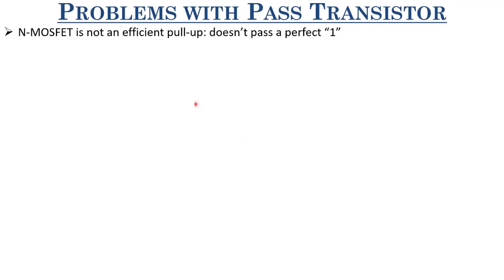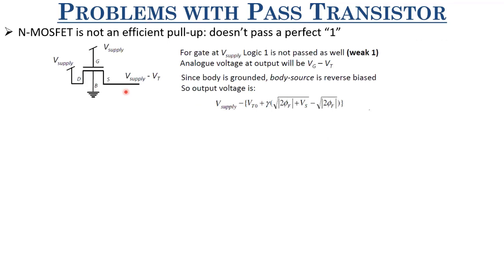First of all, we are talking about N MOSFET, right? And we know for a fact that N MOSFET doesn't pull up any logic level well. So N MOSFET is not an efficient pull-up, it doesn't pass a perfect one. Even if the input is VDD, it will pass only VDD minus VT, right? So let's take this simple pass transistor. If its gate is connected to V supply, and its drain is also connected to V supply, what we get here is V supply minus VT. It's basically VG minus VT.